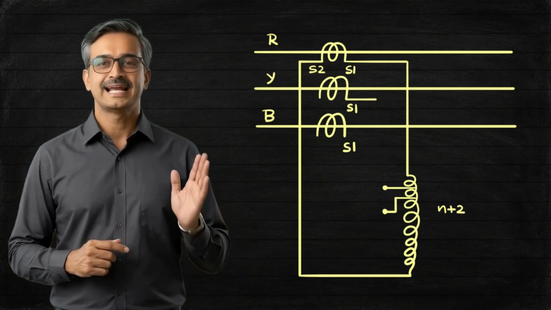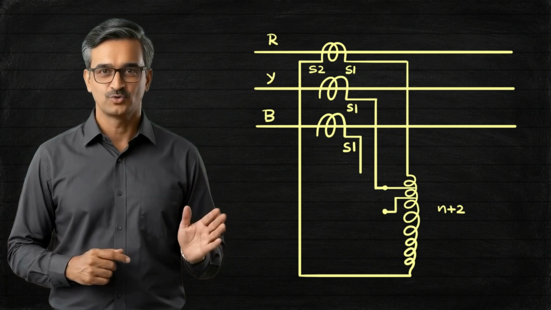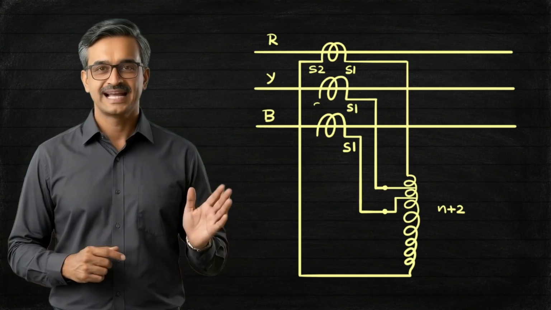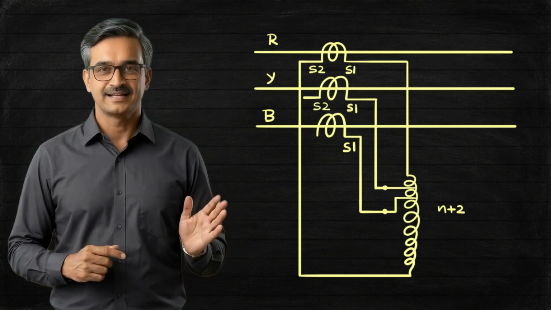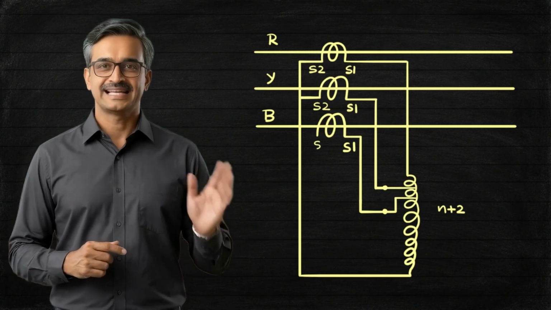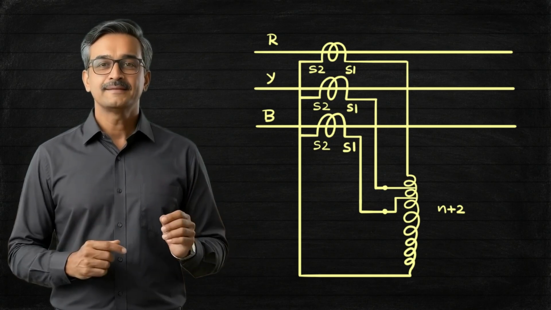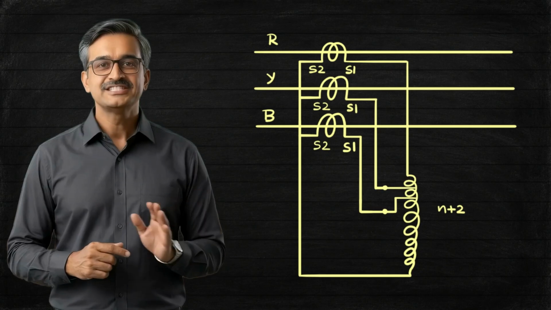Now we connect the S1 terminal of the yellow phase CT to the first tap and the S1 terminal of the blue phase CT to the second tap. We connect the S2 terminal of the yellow phase CT to the common return path, and similarly, we connect the S2 terminal of the blue phase CT to the same return path. This completes the secondary circuit arrangement of a three-phase summation CT.